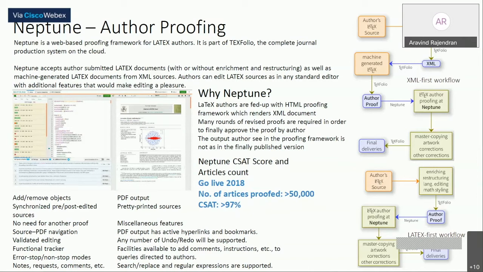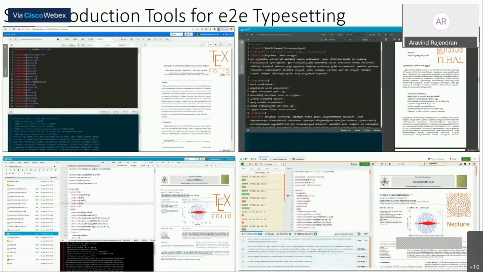Finally, these are the various tools that we have in one view. You will be able to see them. On the left, the first one that you are seeing is the TechFolio Alpha system, which is the completeness and usability check tool.